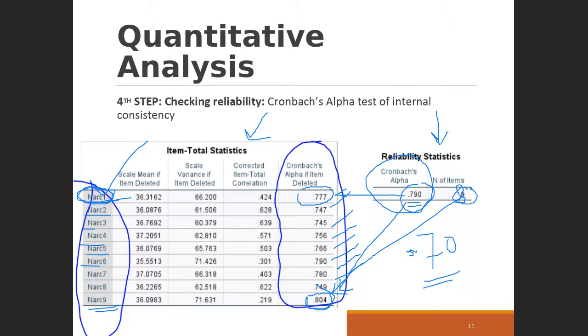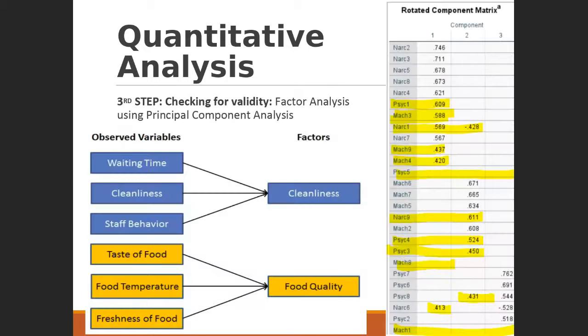So it is also important for you that the narcissism scale is reliable. All the 9 questions are considered reliable because the value is good, 0.790. But in our previous step, we saw that narcissism is not really that valid because only question number 2, question number 3, 5, 8, and 4, and 7. These 6 questions were valid. That's it.